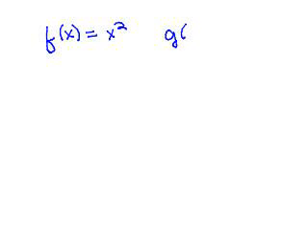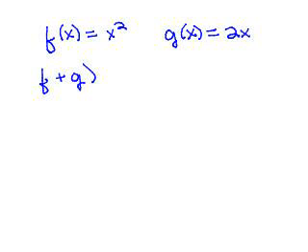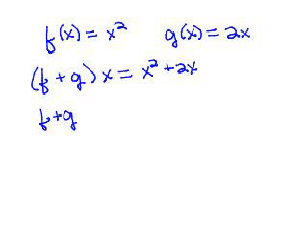I also want to show you that if we have, let's say, f of x is equal to x squared, and g of x is equal to 2x. If they have f plus g of x, we know that we would just add those two functions together, and we would get x squared plus 2x. We can't do anything else with that. We can't simplify it. And we can't evaluate it because they didn't give us a number to evaluate it for.